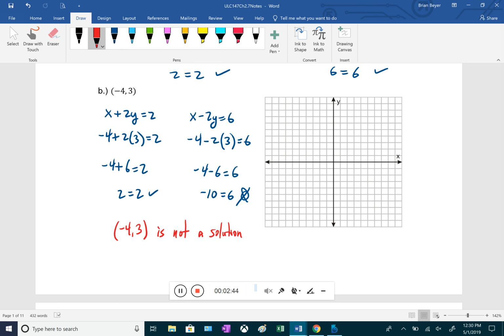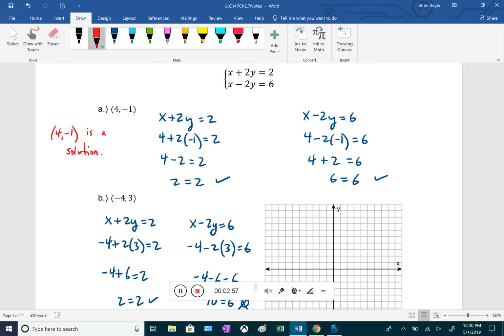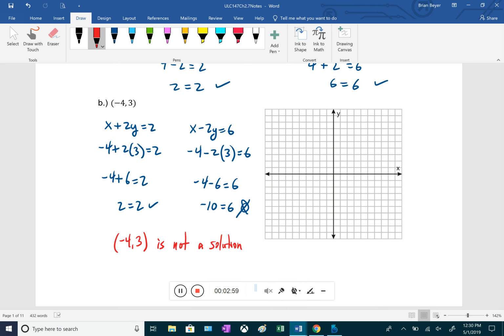So we can actually graph these two equations that we started with. If we wanted to, we could solve them both for y, put them in y equals mx plus b form, or we can plug in points for x and then get out its y coordinate and graph it. So I'll just graph them really quickly.